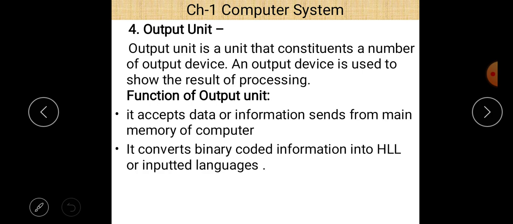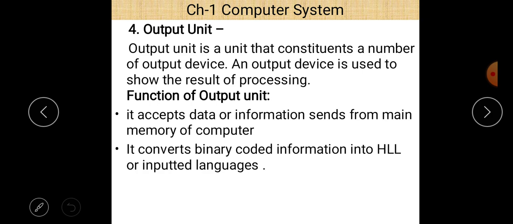And the function of an output device is that it accepts data or information sent from the main memory of the computer, and it converts binary coded information, meaning machine understandable form, into high level language, meaning human understandable form. So we can say that the output unit converts data from machine understandable form to human understandable form, and the input unit converts data from human understandable form to machine understandable form.